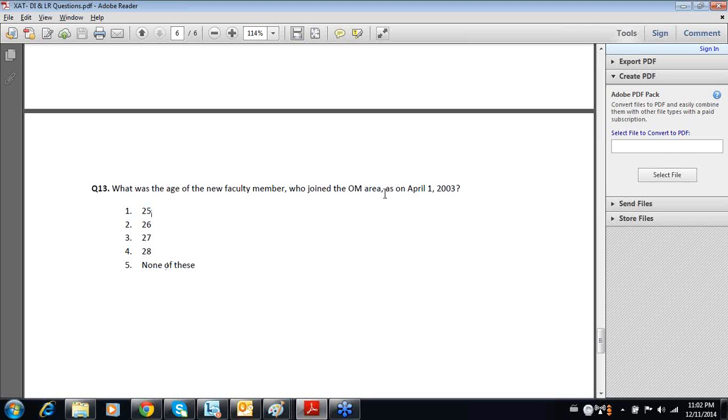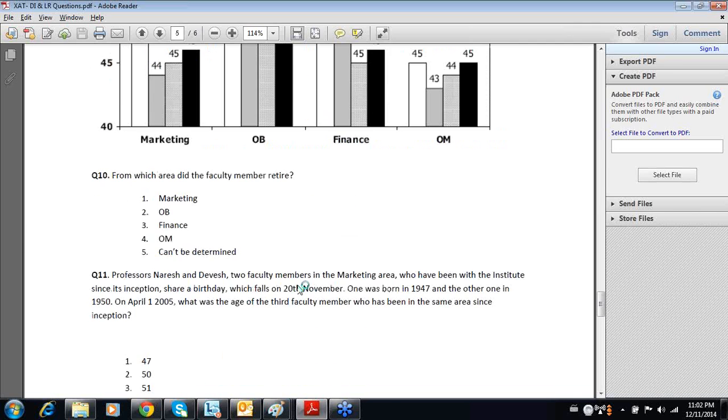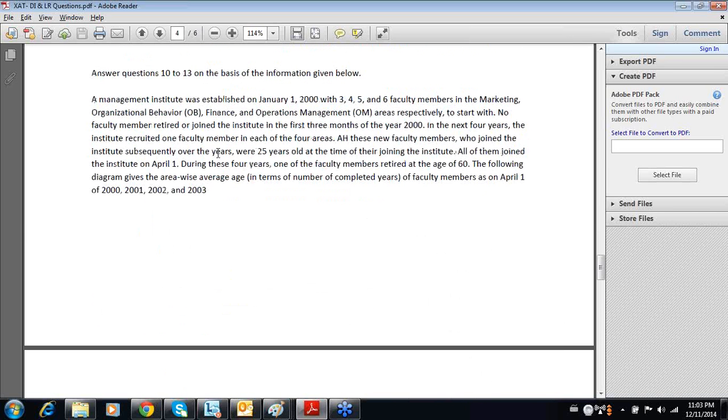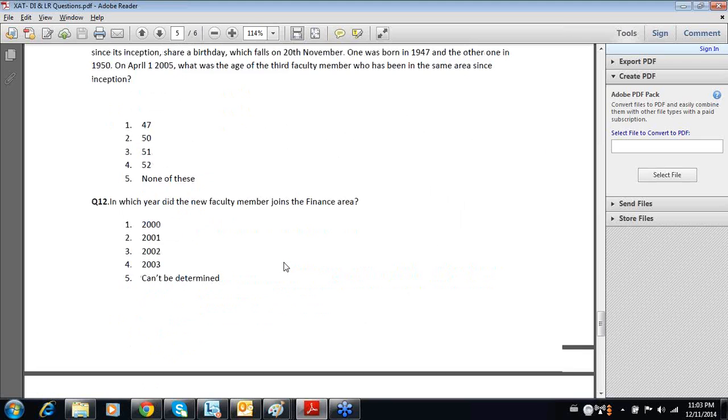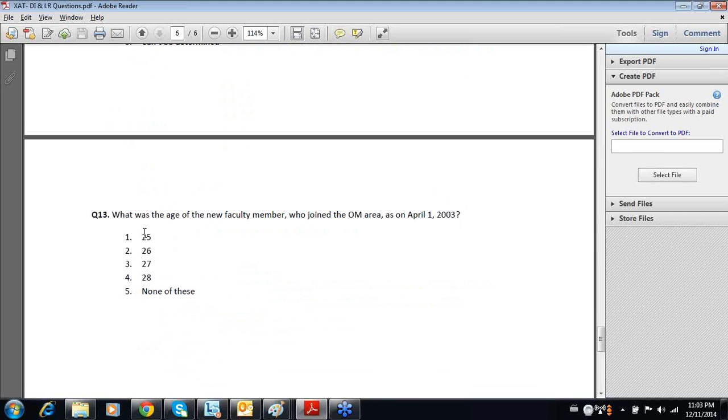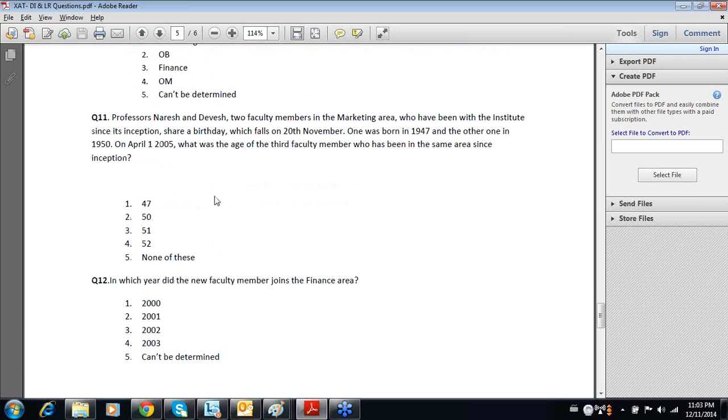It's just written to confuse you. As on April this, what is the age of a new faculty member? So the joining age is 25. That has been given in the question itself. It writes 25 years of age at the joining of the institute. So for question number 13, we will directly mark 25 as the answer. It's just to confuse you. Now come to question number 12.